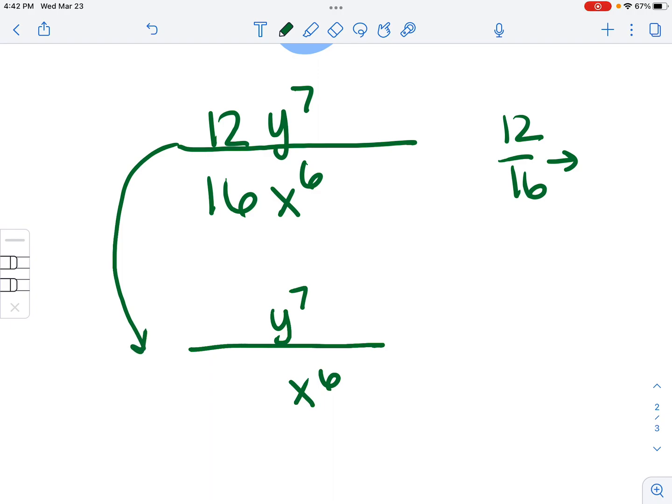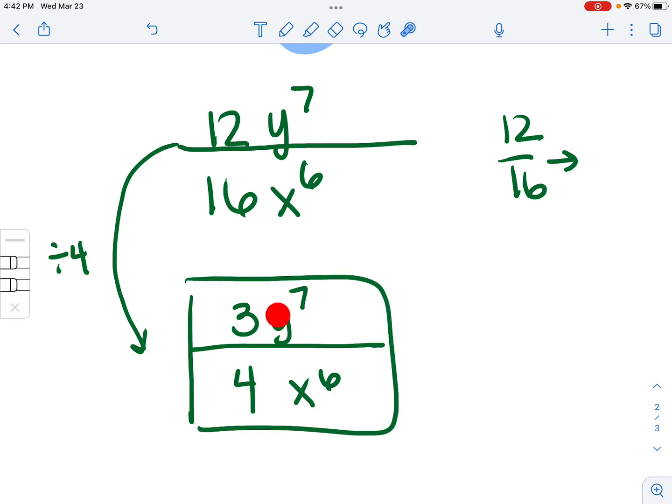You can divide 12 and 16 by 4. So 12 divided by 4 is 3. 16 divided by 4 is 4. And again, that's your solution. No double letters, no negative or zero exponents. These numbers are reduced from that.